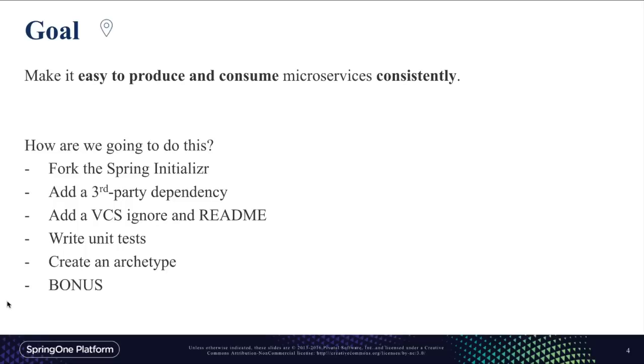So the agenda is going to be how do we fork that and get set up. Then we're going to show how do you set up a third-party dependency so that you can use it. How do you set up a VCS ignore file in your generated stuff. Then we're going to get into how to write tests for it. And then how to create a microservice archetype with some customizations. And time permitting, we'll get into the super secret bonus round. So we'll see how that goes.